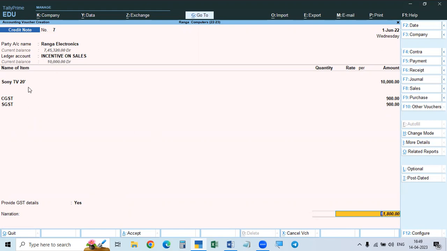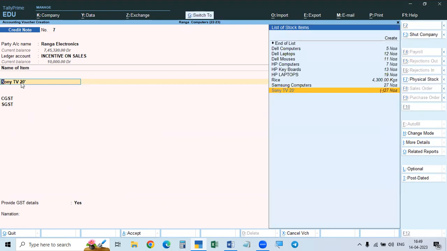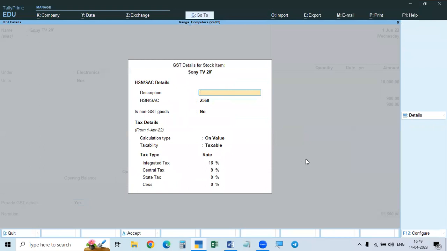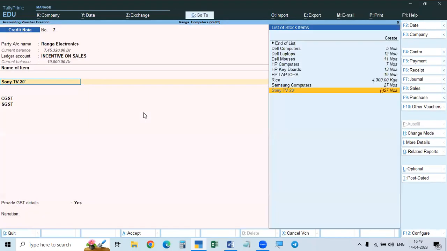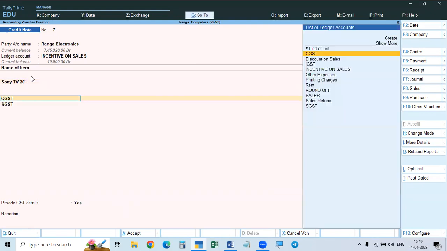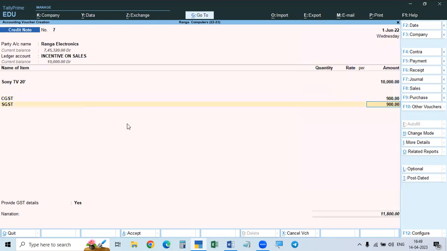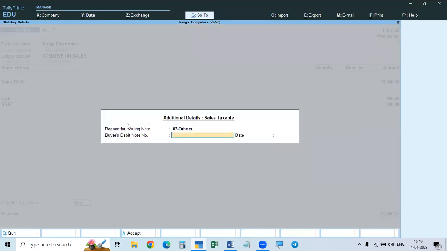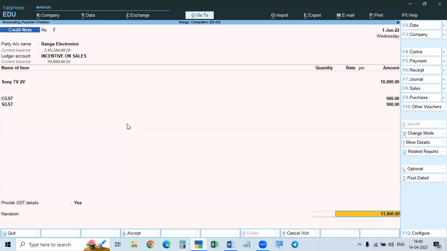We see for this, we have given tax. For Sony 20 inches, we have given yes, and we have given 18%. So for selling this or returning also, there is a tax rate against this. We have to enter the GST, whether it is IGST or CGST and SGST, because we are taking the sales group now. Others, or you can take post sale discount also. These are like discount, because his account is reduced. Cash is not paid.